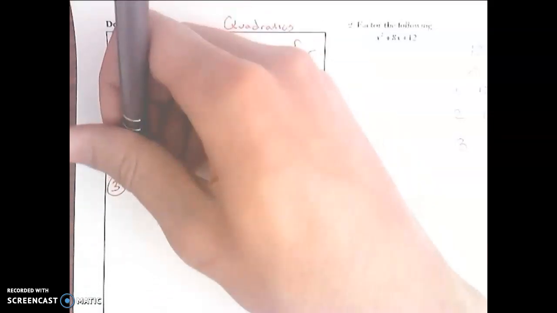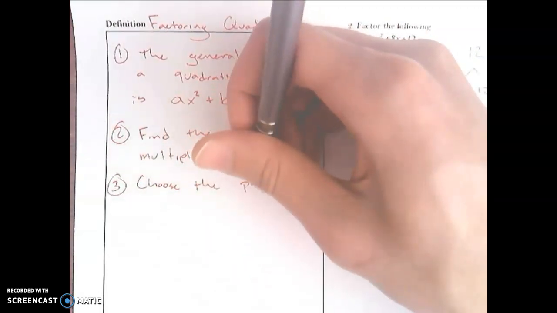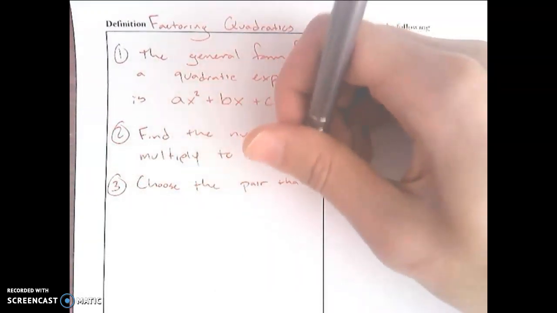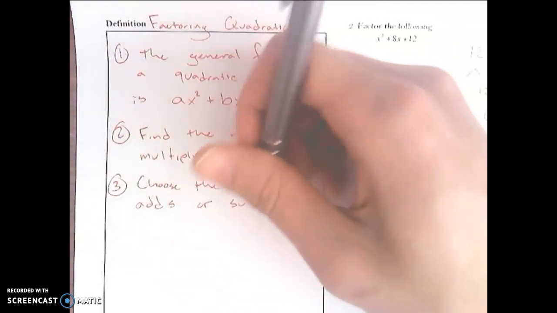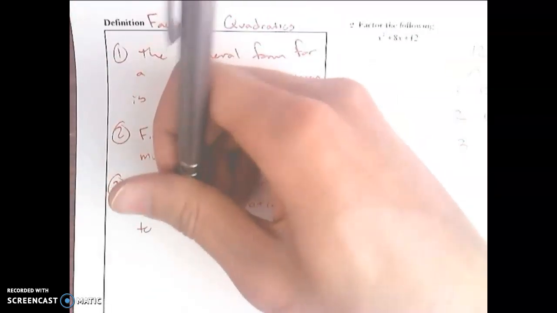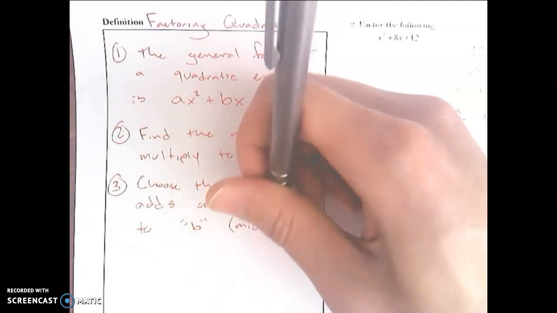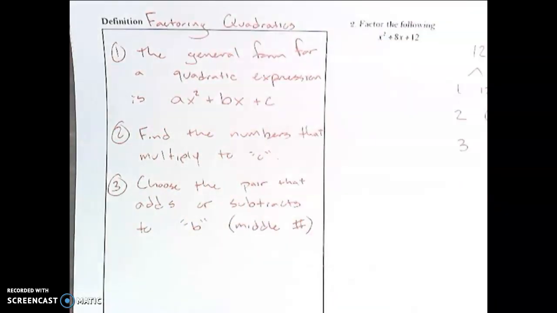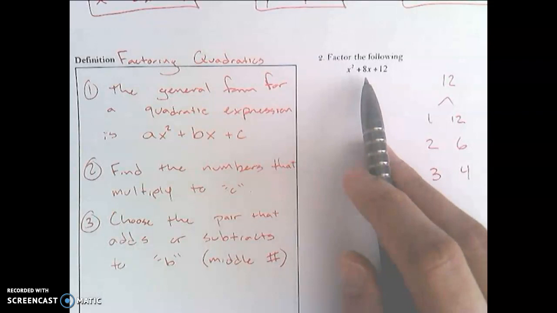Step 3, we want to choose the pair of factors, the pair of numbers, that adds or subtracts to b. And again, b is that middle number. So in this example, we want one of these pairs to add or subtract to 8, that middle number.